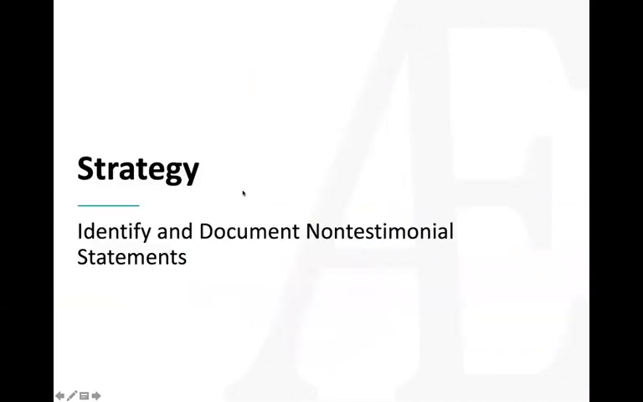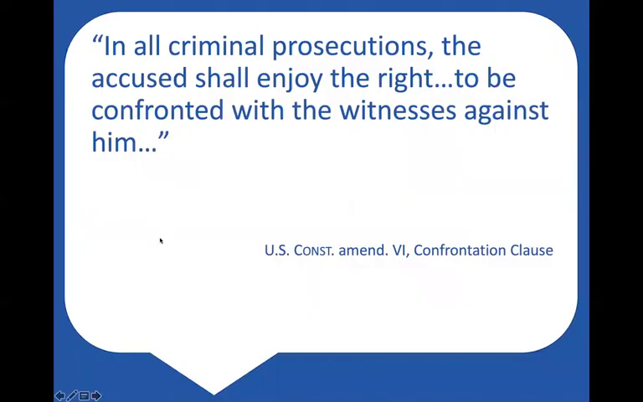So we're going to talk about some legal strategies that we can use to improve our ability to go forward when we are trying a case that involves intimidation. And one of the strategies we want to use is identify and document non-testimonial statements. Those are non-testimonial hearsay statements, out-of-court statements from the victim or witness. And we'll talk a little bit about what that means. What is a non-testimonial statement and what are we talking about here?